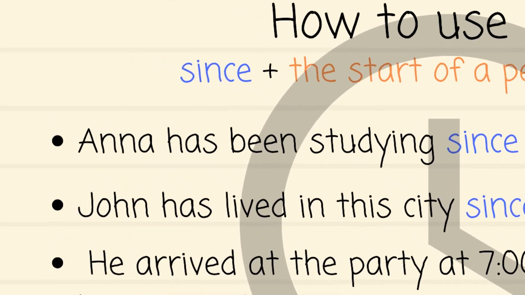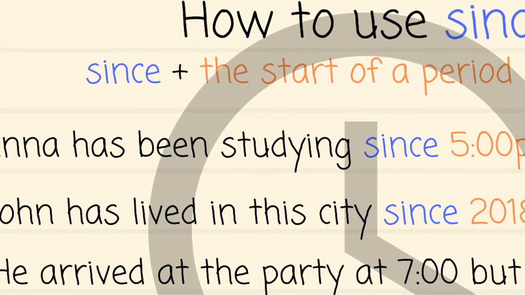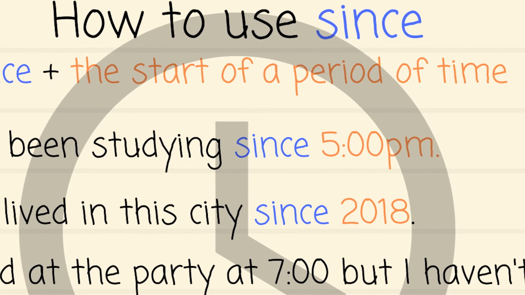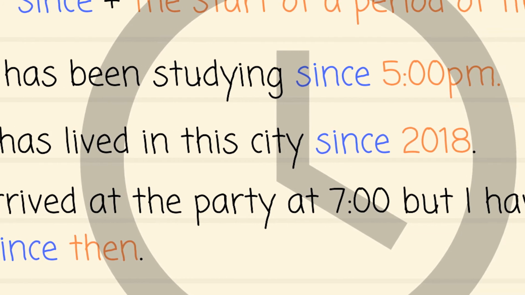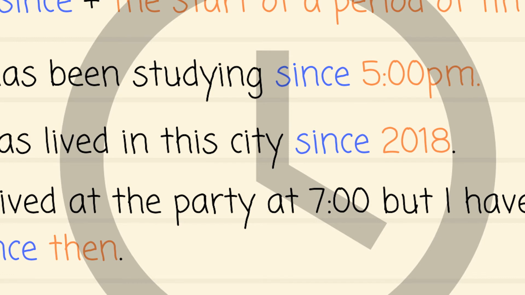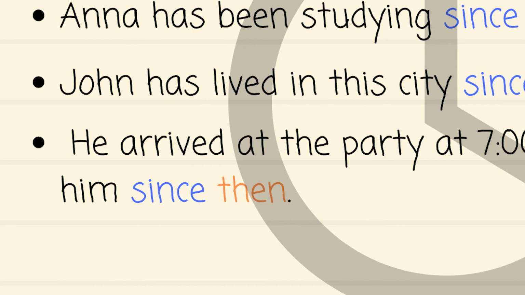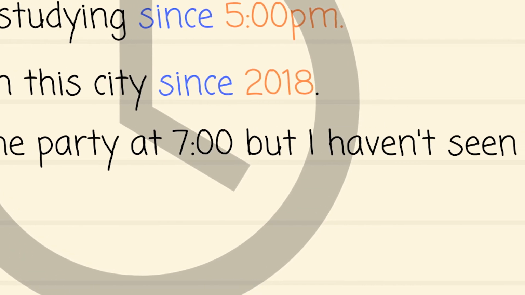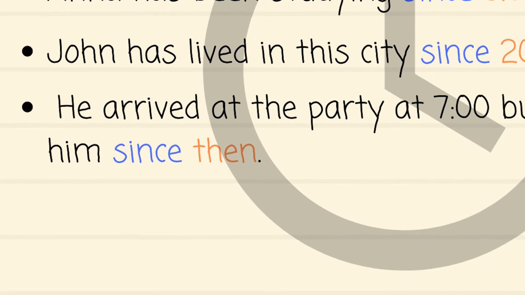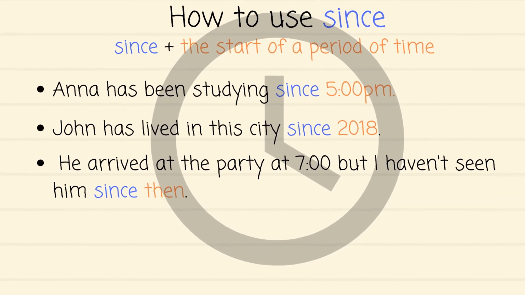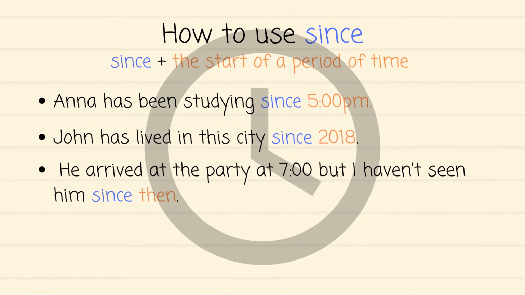Let's look at some examples now. Our first example, Anna has been studying since 5 p.m. 5 p.m. is the start of our period of time. John has lived in this city since 2018. 2018 is the start of the period of time. He arrived at the party at 7 o'clock, but I haven't seen him since then. In this case, then is the start of our period of time, but then also equals 7 o'clock in this sentence. So we have since followed by then.